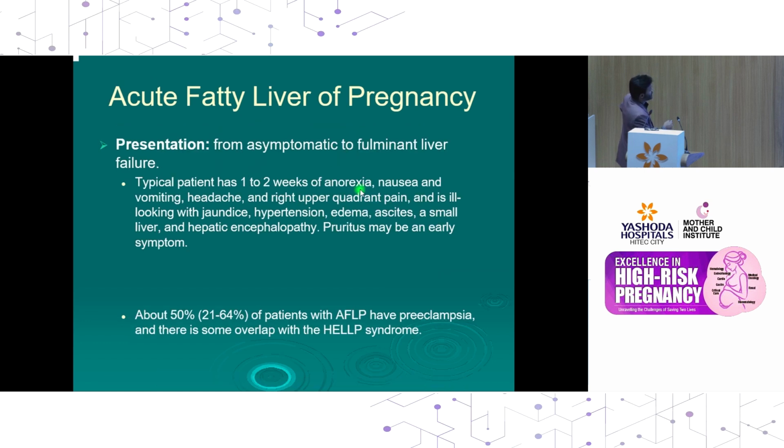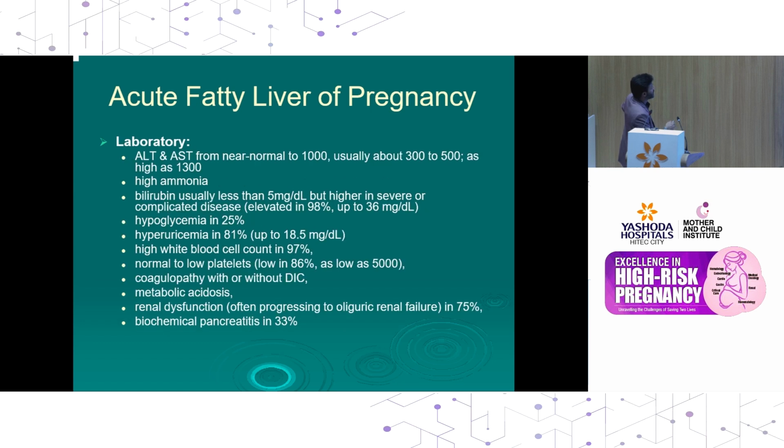So presentation is a typical presentation. You see patients with non-specific symptoms of anorexia, nausea, headache, vomiting, and then right upper quadrant pain. Then they suddenly start developing jaundice. Then they start developing encephalopathy. Once it has developed jaundice and encephalopathy, that means this patient has ended up having acute liver failure and very high mortality for these patients. So it's very important that you start delivering these patients as soon as you see the AFLP. AFLP can also present after the delivery of the baby as well. So you have to have a high index of suspicion for these patients.